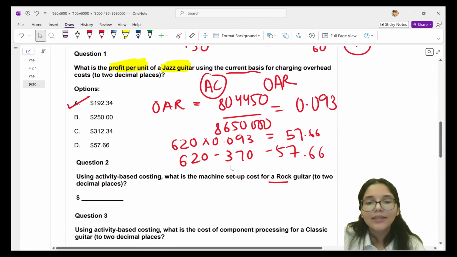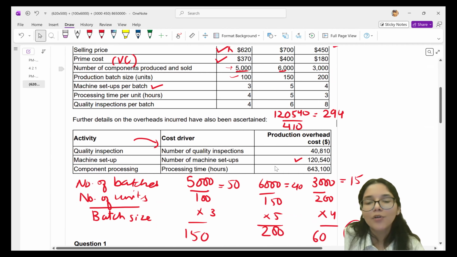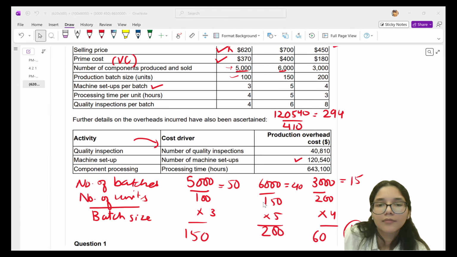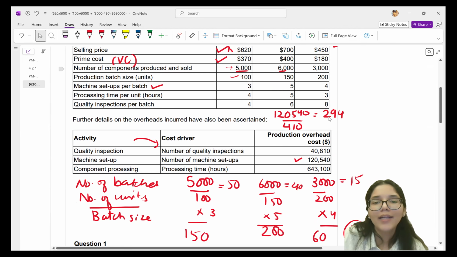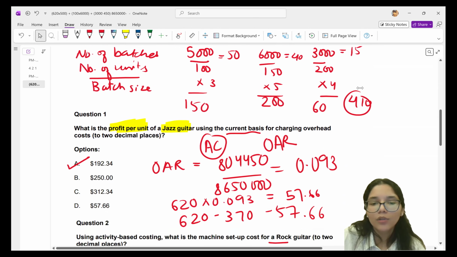Now you have to tell what is the machine setup cost for one rock guitar. Your final answer will come out to 9.8. But what are the steps that we have to follow to get to that answer? Yes, yes. So what we are going to do is, I know that 294 is for per setup, right? How many setups do I need to do in total for this category?